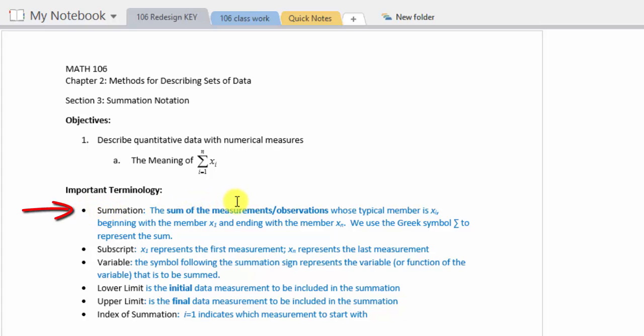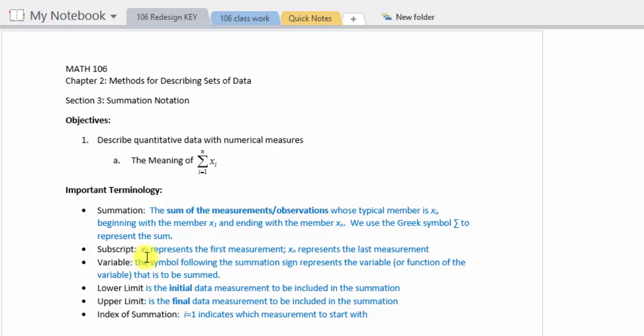Summation is the sum of the measurements or observations whose typical member is x sub i, beginning with the member x sub 1 and ending with the member x sub n. We use the Greek symbol sigma to represent the sum. So above you can see the sigma, and there are other variables written around that, and we'll talk about what those represent. Subscript is a number or a letter that's written below our term, slightly below.